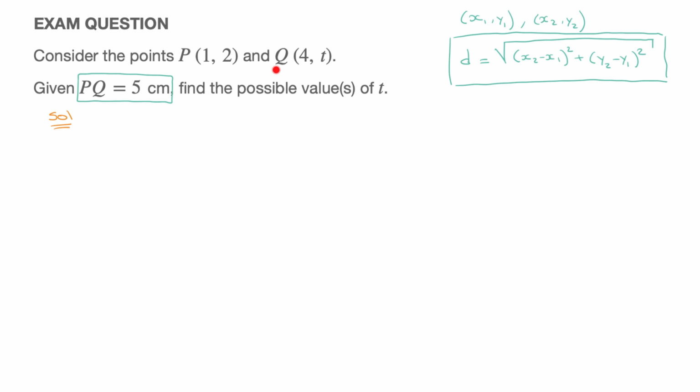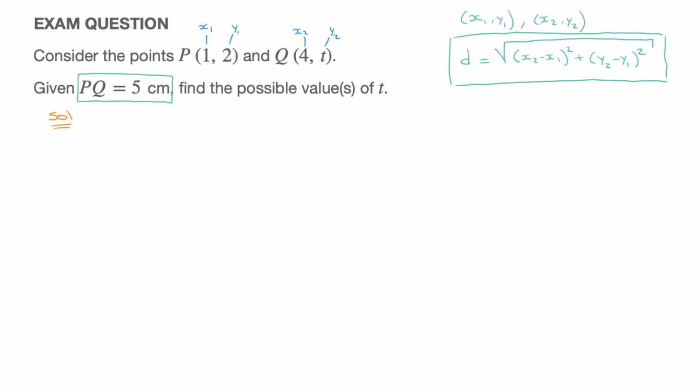Comparing the points P and Q to the generic points x sub 1, y sub 1, and x sub 2, y sub 2 we have here, I'll go ahead and say that P has coordinates x sub 1 and y sub 1, and point Q corresponds to x sub 2 and y sub 2. And so with these coordinates in mind, as well as the fact that the distance between these 2 points is equal to 5, we can copy the distance formula we have here, but we'll replace the d by 5, the x2 by 4, the x1 by 1, the y2 by t, and the y1 by 2.